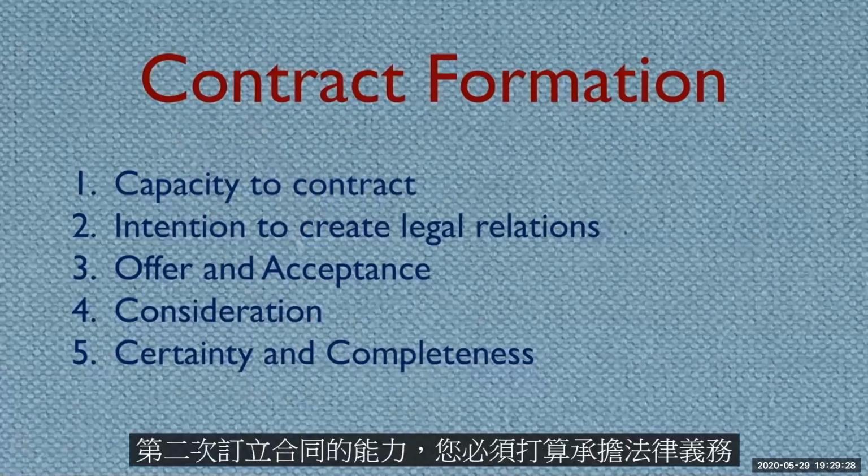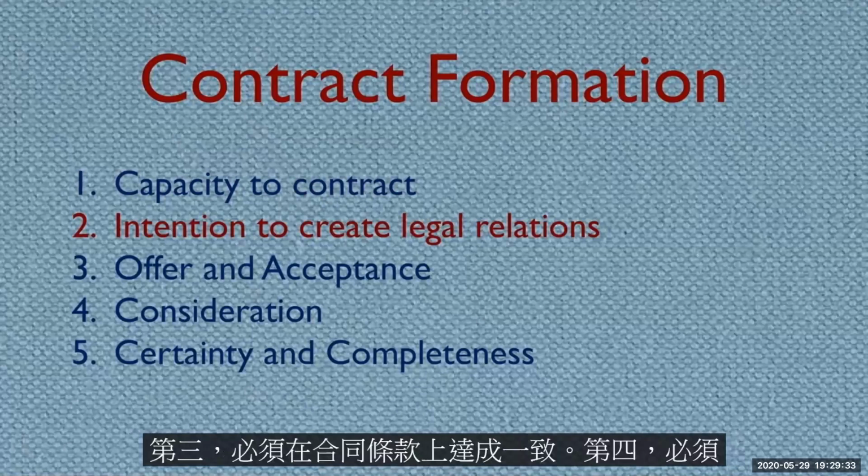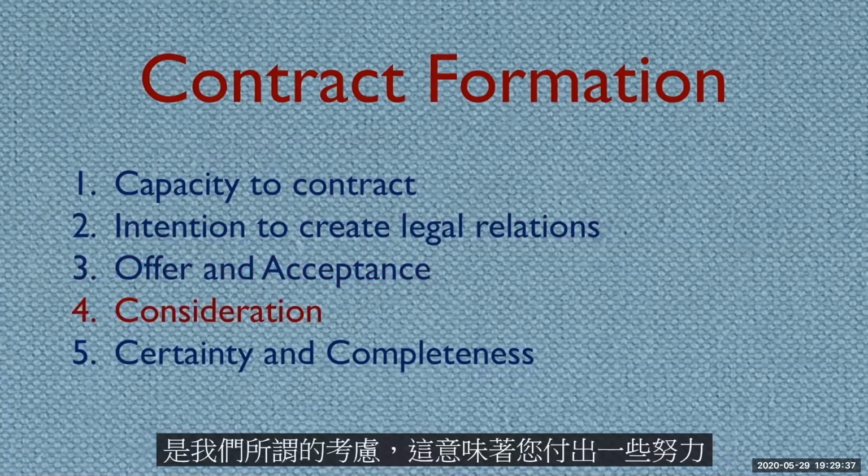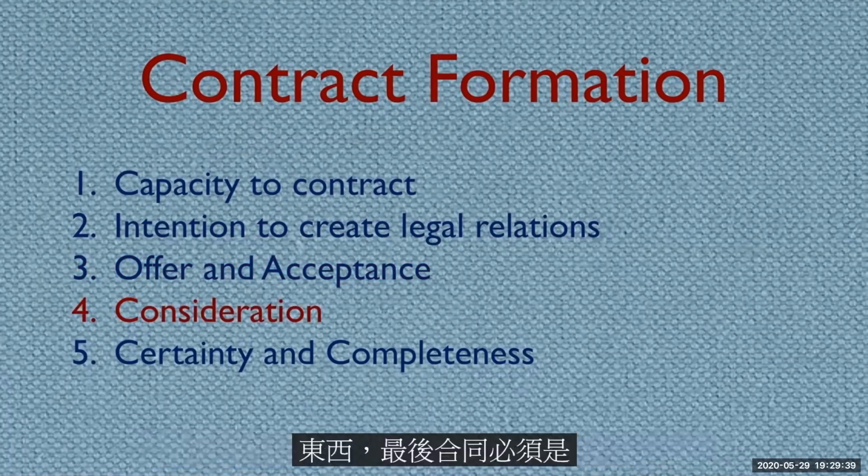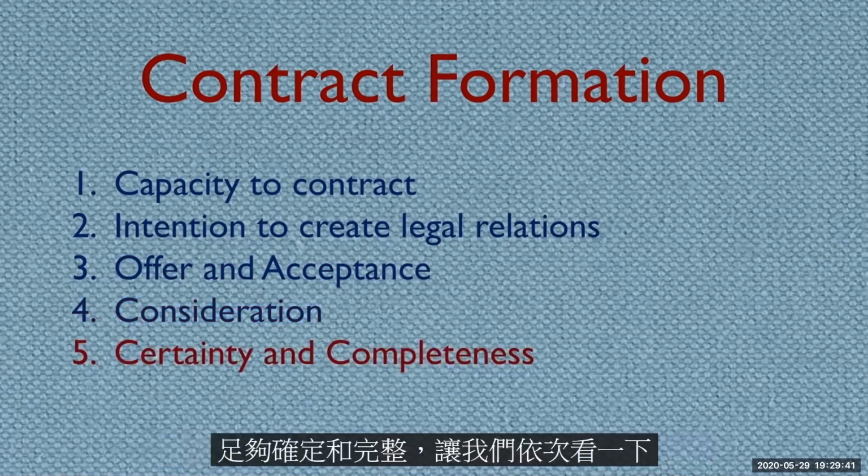First, you have to have the capacity to make a contract. Second, you must intend to create legal obligations. Third, there must be agreement on the terms of the contract. Fourth, there must be what we call consideration, which means you give something to get something. And finally, the contract must be sufficiently certain and complete. Let's look at each of those in turn.